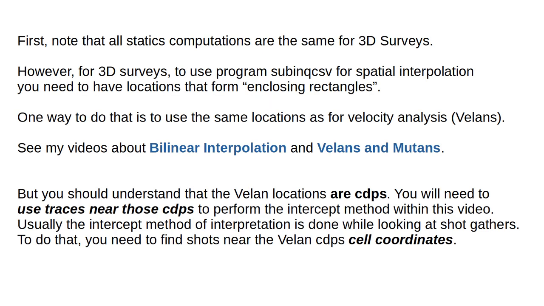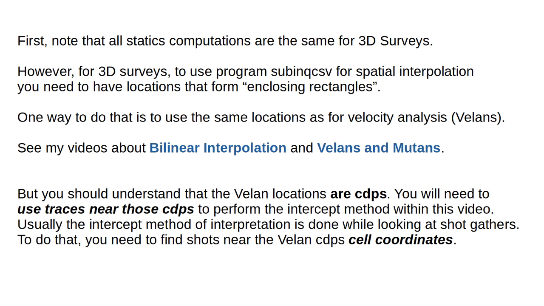Some advice for 3D surveys follows. First, note that all statics computations are the same for 3D surveys. However, for 3D surveys, to use program SU-bin-Q-CSV for spatial interpolation, you need to have locations that form enclosing rectangles. One way to do that is to use the same locations as for velocity analysis, VLANs. See my videos about bilinear interpolation and VLANs in mutants.